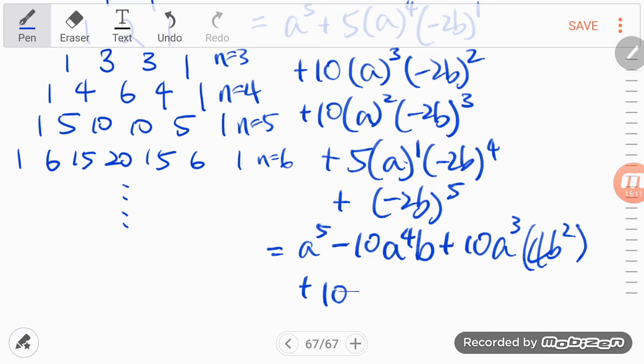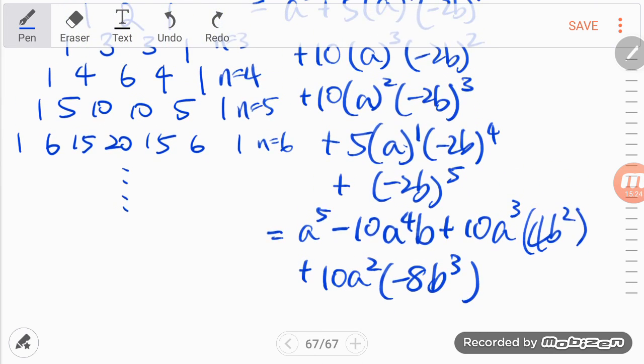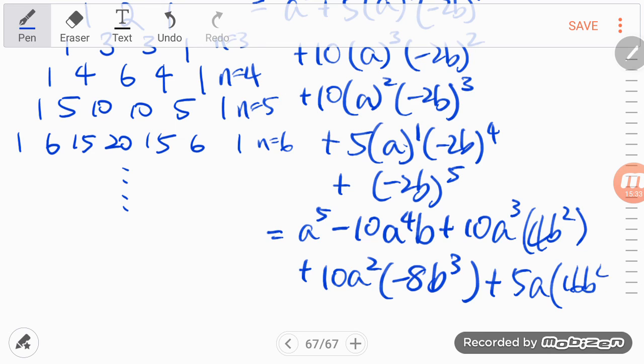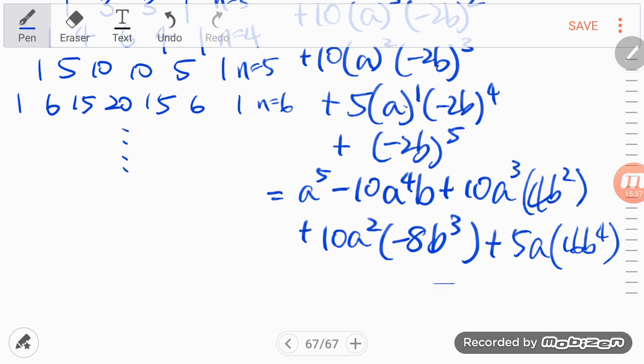Plus 10a squared and negative 8b cubed. That's this one right there. I'm just simplifying here, and then I'm going to have plus 5a. That will be 16b to the power of 4. And finally, I will have minus 32b to the power of 5.